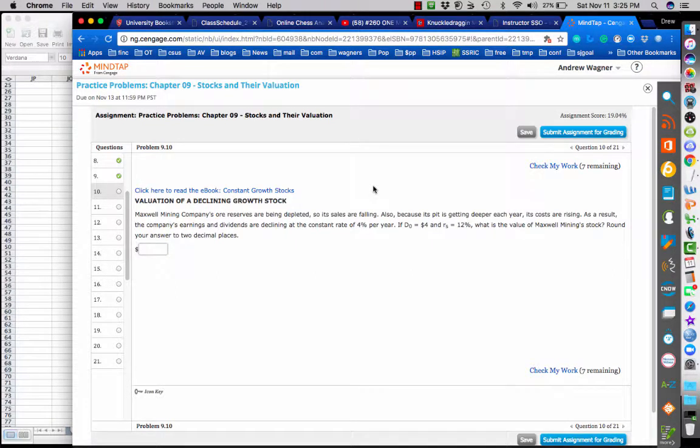Here we have a constantly growing dividend, but the dividend growth rate, G, is negative. You can see that the company's earnings and dividends are declining at the constant rate of 4%, so G is negative 0.04. The recently paid dividend is $4. The required return on the stock is 12%. Find the value of the stock.